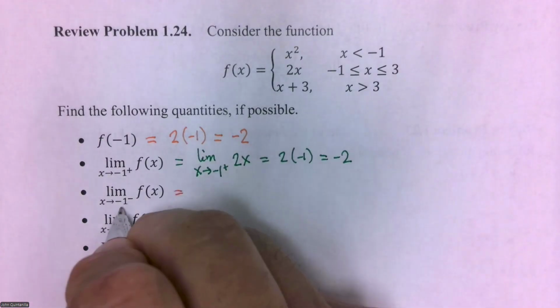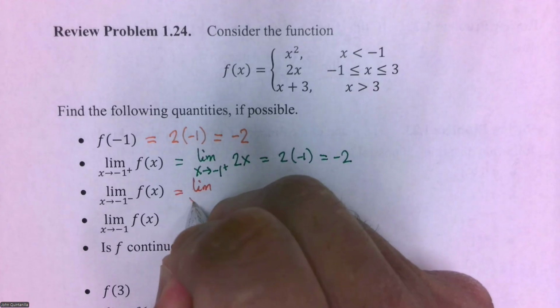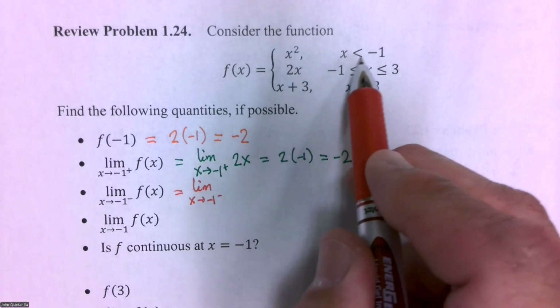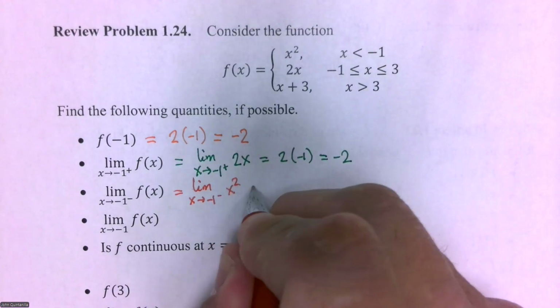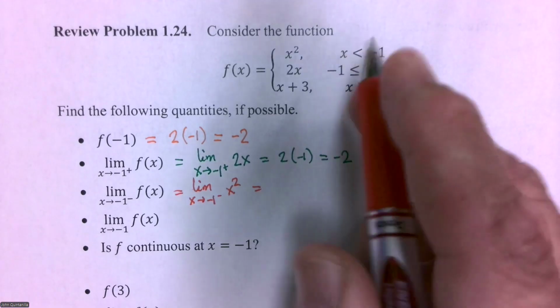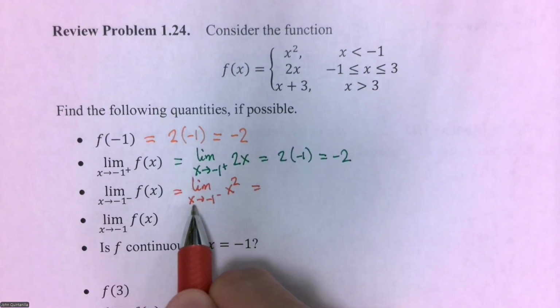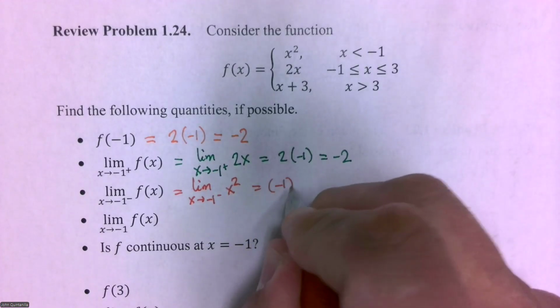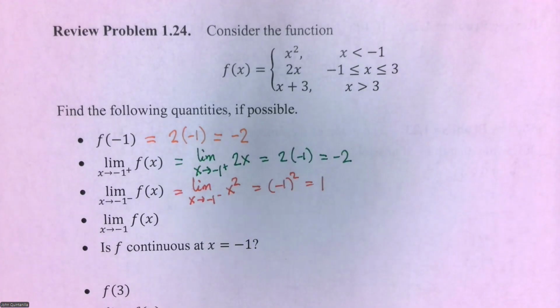The limit as x approaches -1 from below. And so this time I use the rule that's coming from the left-hand side, x squared, because this is the rule that I use if x is less than -1. And so if I approach from below, this is equal to -1 squared, or plus 1.